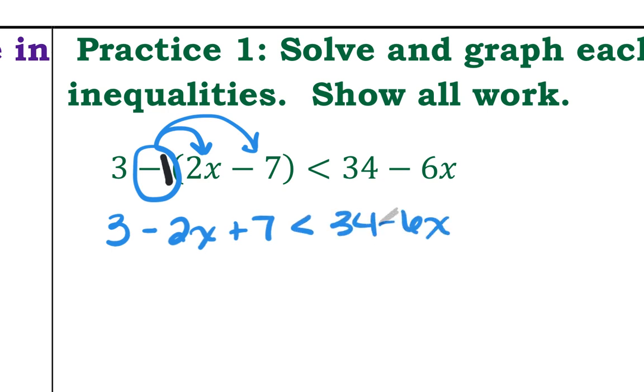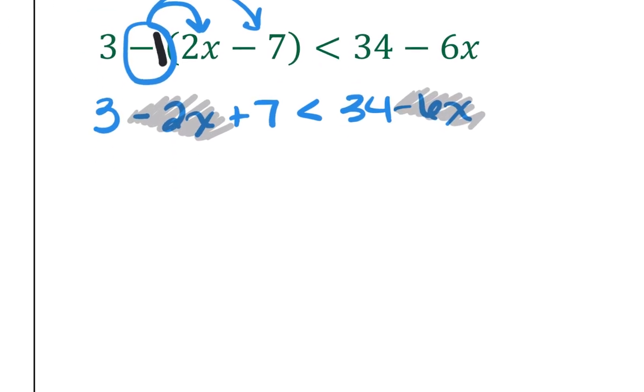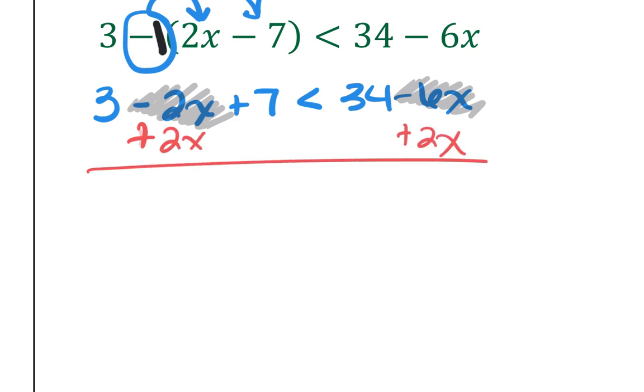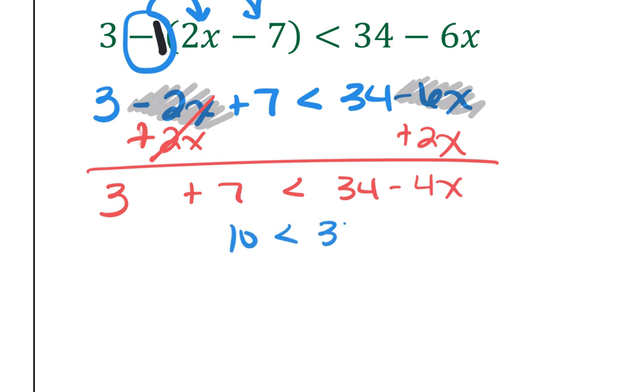All right, then we highlight our x's, and we got to put those together. Which one did y'all move over? Did y'all move over the negative 2 or the negative 6? Negative 2, how did we move over the negative 2? Did y'all add the 2? Okay, let's add the 2. So we have 3, that cancels out, plus 7, less than 34, and that should be negative 4x. All right, what is 3 plus 7? 10, so I'm just going to add those together just to reduce that equation on the left side.